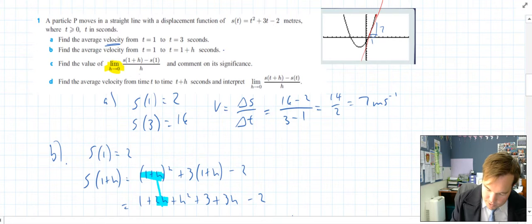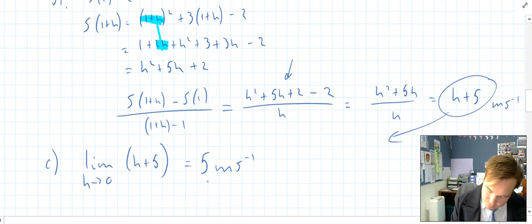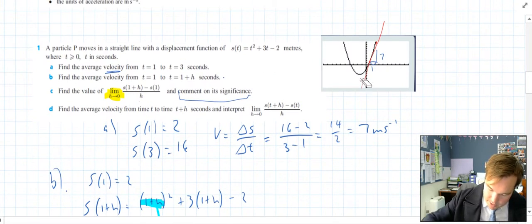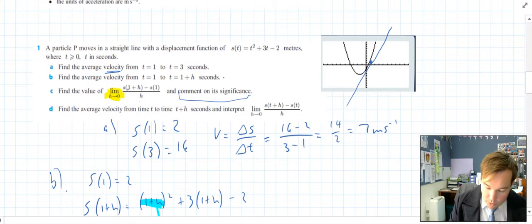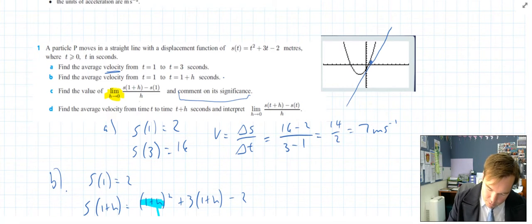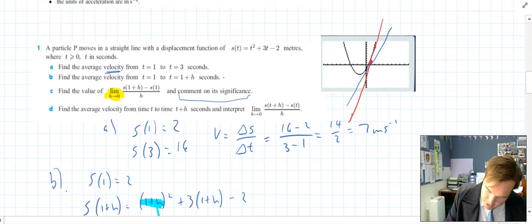So interpret the result, or comment on its significance. That there is the instantaneous slope, or the instantaneous gradient, of this function at t equals 1. Or we could say it is the velocity of this function when time equals 1. And you can imagine that would not be as steep as what we found in part A. So part A was the slope between those two, and we found a slope of 7. The instantaneous slope, the tangent there, is 5.